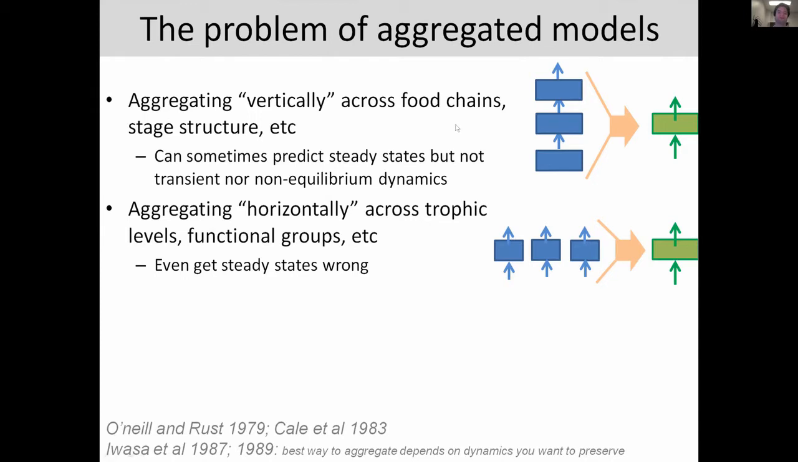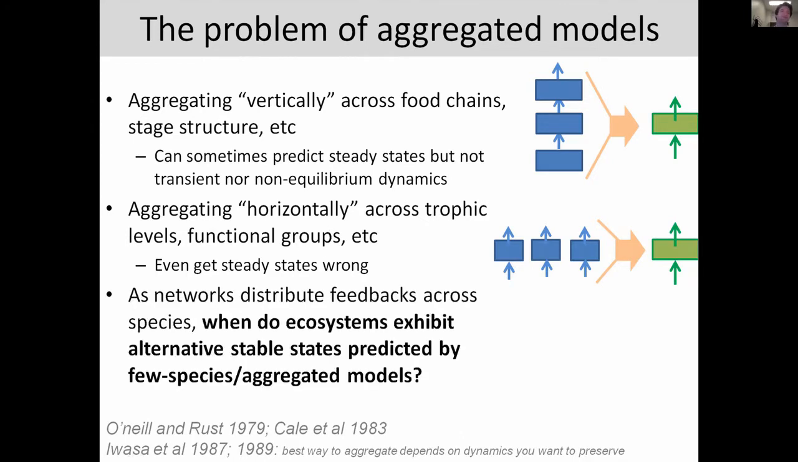And I should specify, I'm just talking here about nonlinear ecological models, the ones we're using most of the time. But this issue of potentially getting steady states wrong is quite concerning when we're thinking about things like alternative stable states. So in particular, what I want to focus on is, given the potential that food web networks have to distribute feedback loops across many different species, when might we have ecosystems exhibiting the alternative stable states that we're predicting in few species or more aggregated models? When might those predictions pan out?